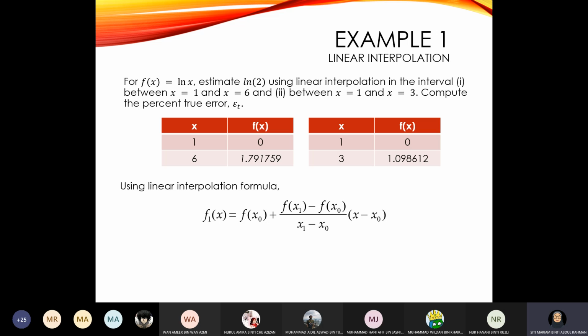So let's say in this example, for the function ln x, we want to estimate ln 2 using linear interpolation. Instead of finding the exact value, actually we can find the exact value. But somehow say we don't have a calculator, we want to use two values for interpolation, between 1 to 6 and between 1 to 3. And then we want to compute the percent error. This is just to show the difference between smaller step size and bigger step size.